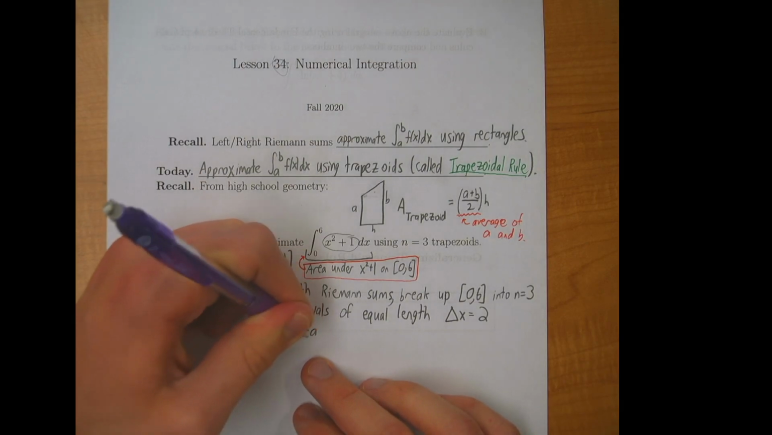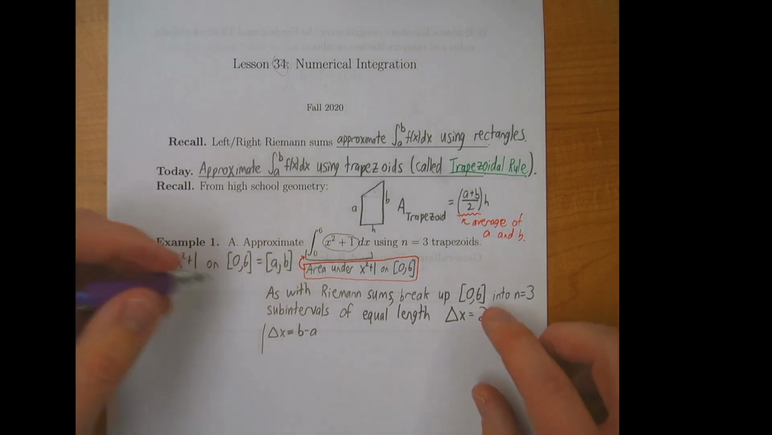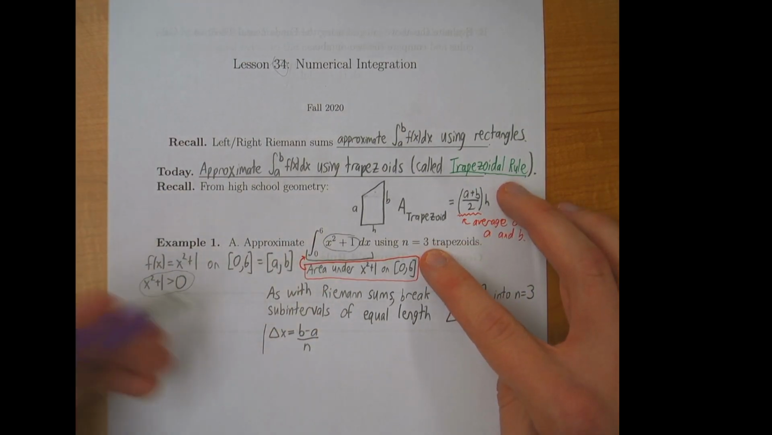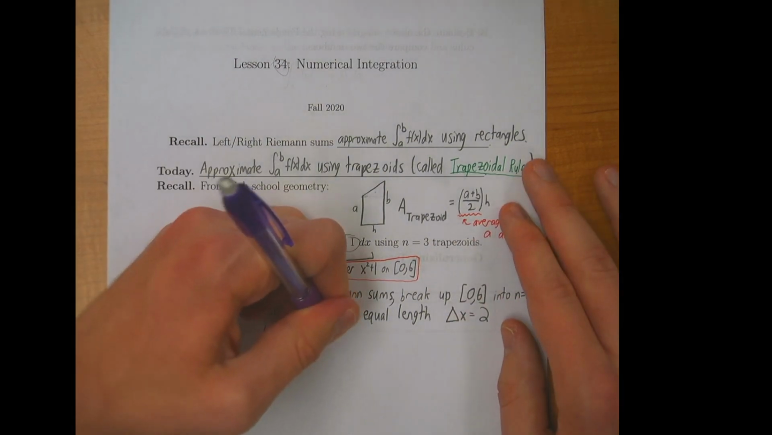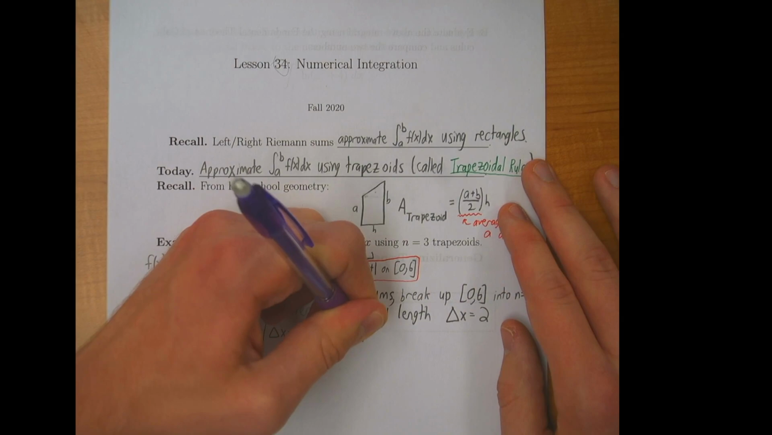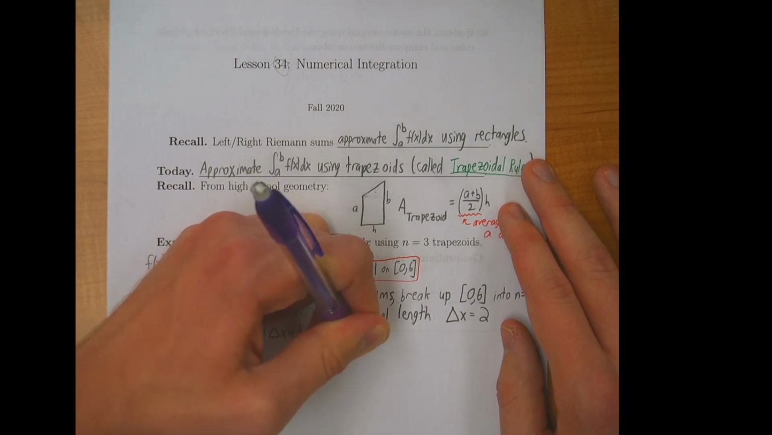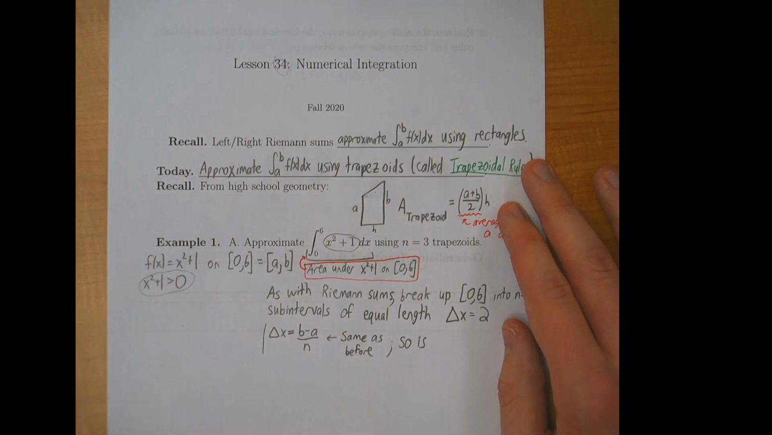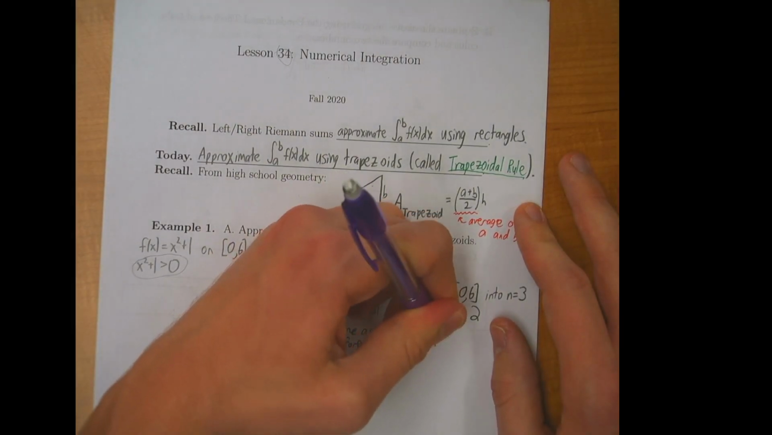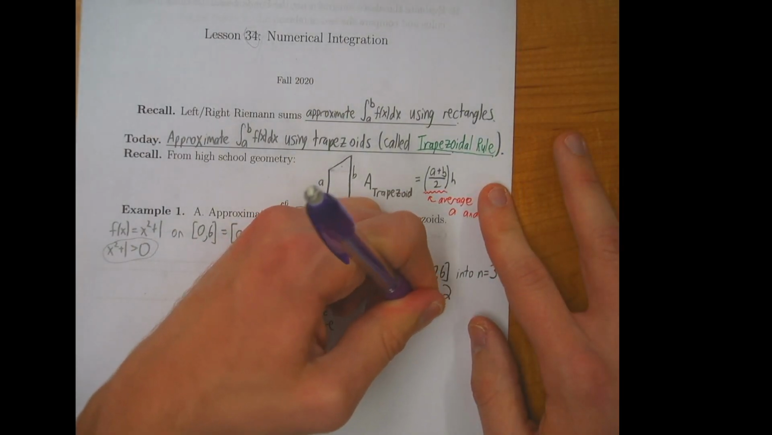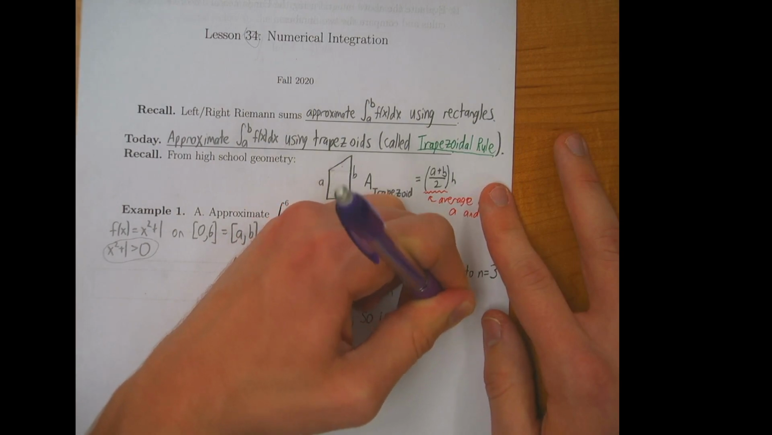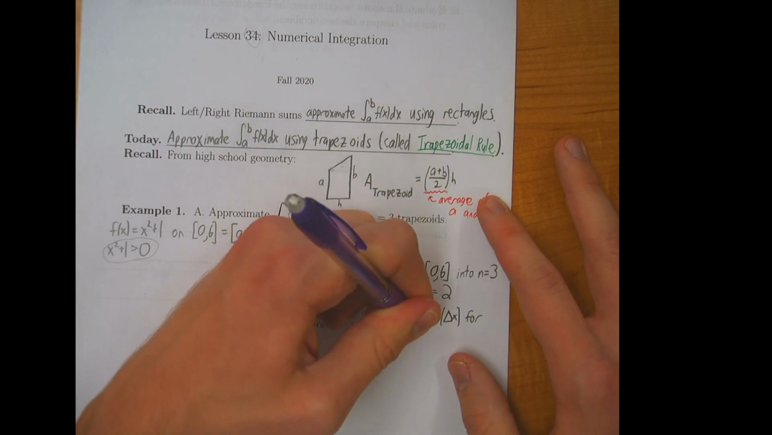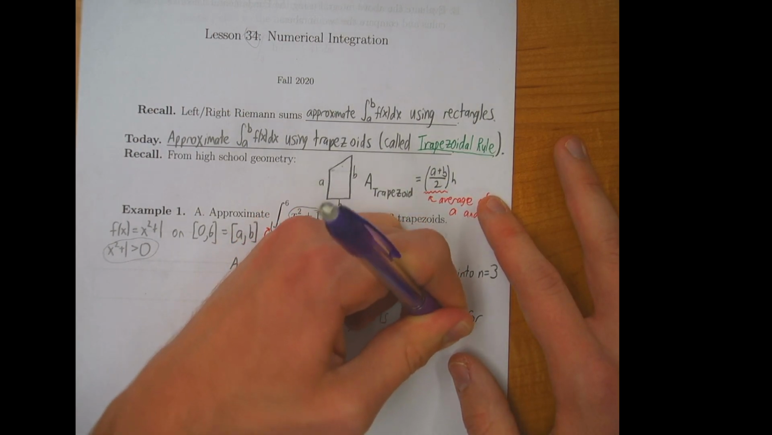In this case, it's b minus a, the length of our interval, over n, where n is now the number of trapezoids. So delta x is the same as before, and so is the x sub i variable we talked about in that same lesson. x sub i is going to equal a plus i times delta x, for i equals 0, 1, 2, and all the way to n.